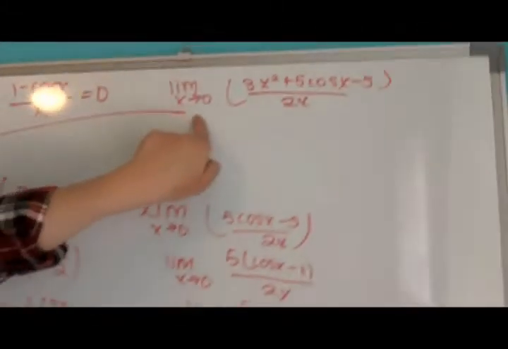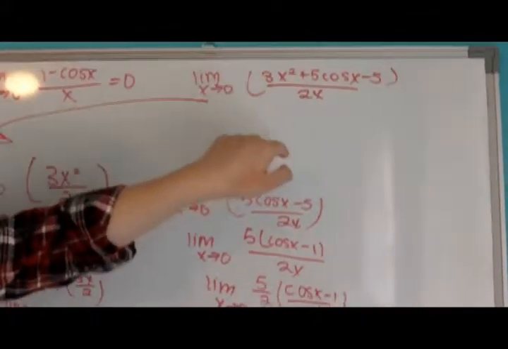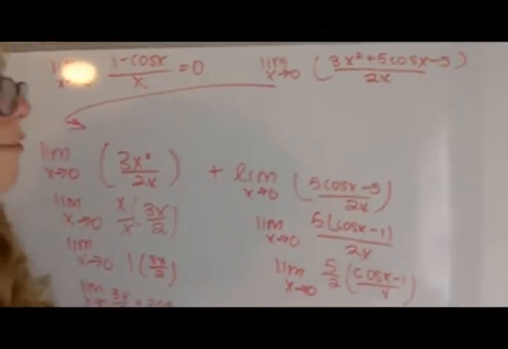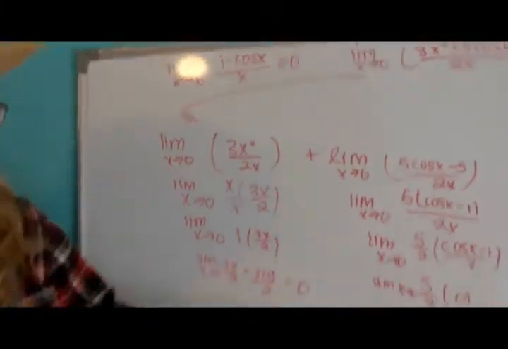The limit as x approaches 0 of 3x squared plus 5 cosine x minus 5 over 2x is going to be equal to 0. Calculus rules.